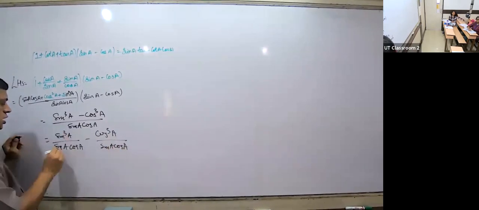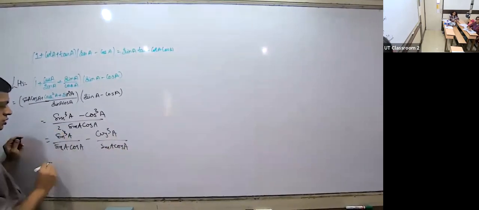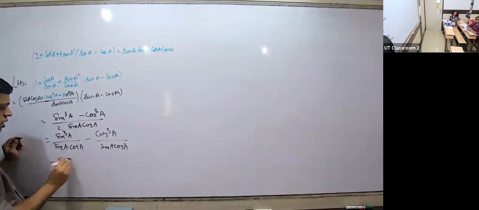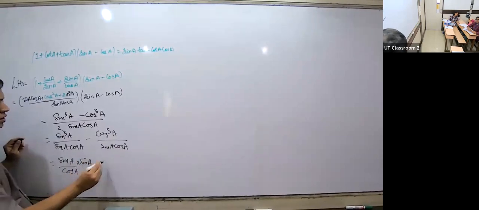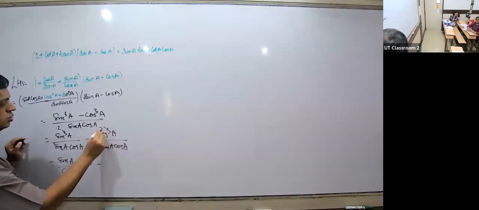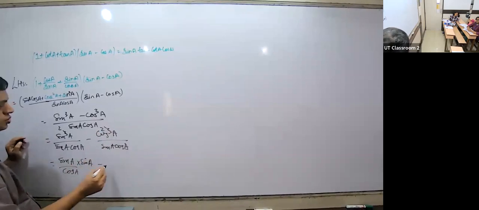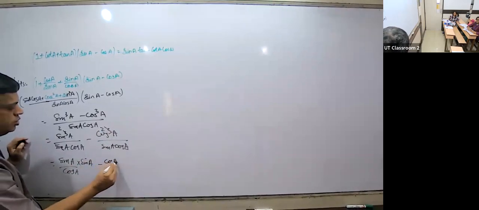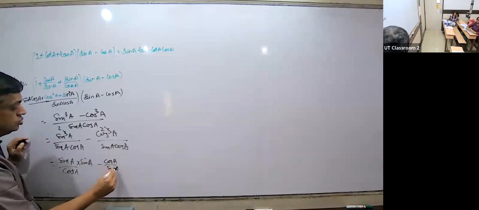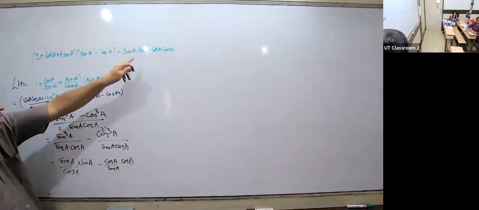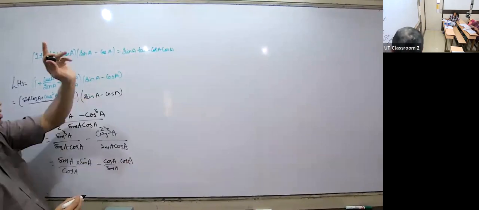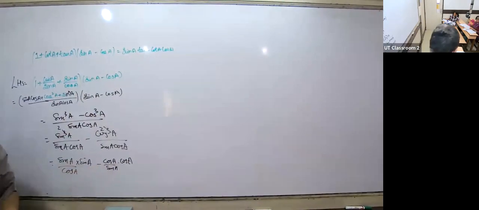One sin is cancelled, so it is sin square. That can be written as sin A upon cos A into sin A. Yes or no? Minus this one, cos is cancelled, cos square I also break into cos A upon sin A into cos A. So are you getting the answer? Sin A by cos A is tan A, sin A. Cos A by sin A is cot A, cos A. RHS.